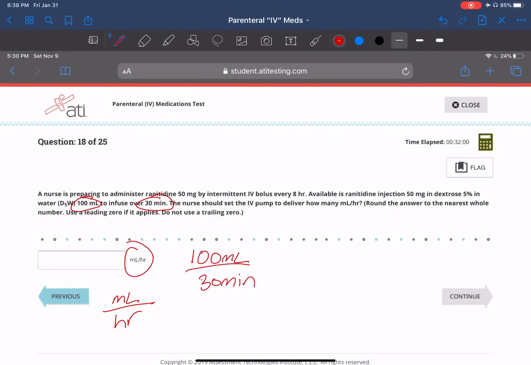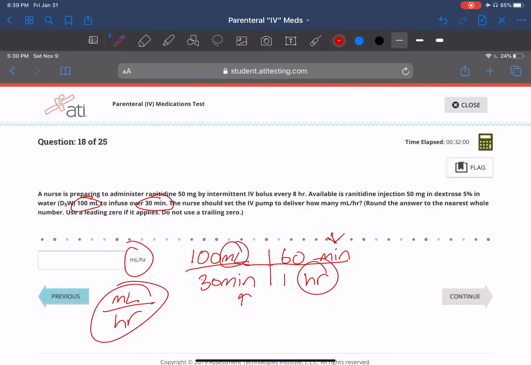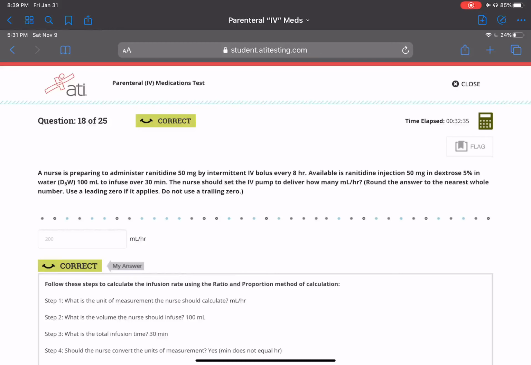You can do it quick in your head by multiplying 30 by 2, because 30 minutes plus 30 minutes is an hour. So then you just multiply the top by 2, or you can just do the problem and write it out. Since we have minutes down here, we need minutes up here, and we know 60 minutes is equivalent to 1 hour. So now we have ml over hour, which is what they're asking for. Go ahead and do that math really quick. 100 times 60 divided by 30 divided by 1, which equals 200. Let's make sure that's right. And yeah, that is correct.